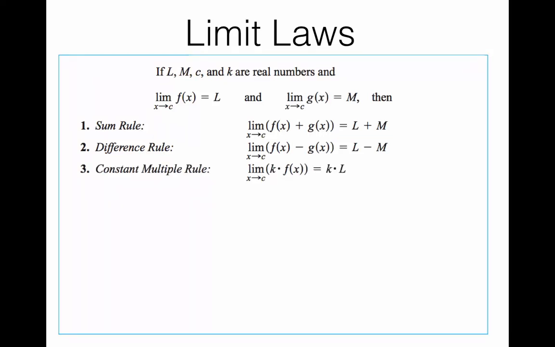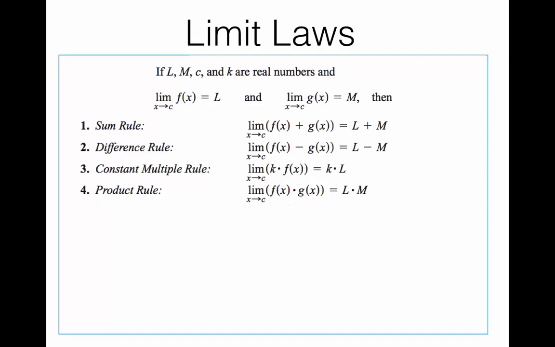The next limit law is called the constant multiple rule. If you multiply the function f, or any function, by constant k, so k is just a number, a real number, then the value of the function f is still approaching capital L as x goes to c. So k times f of x will approach k times L. In other words, the limit of k times f of x as x approaches c should equal k times L.